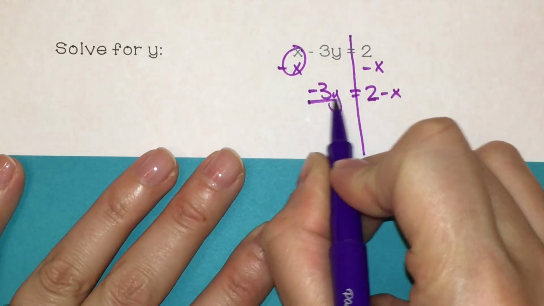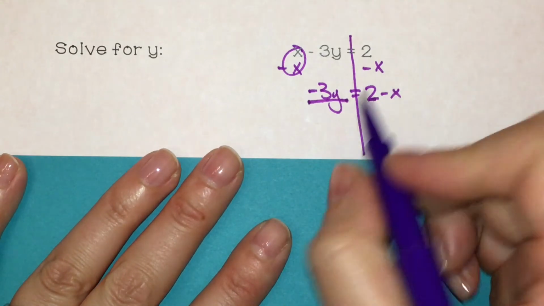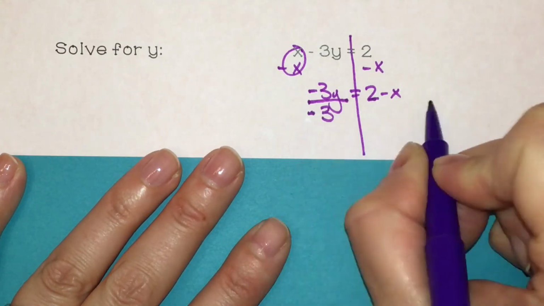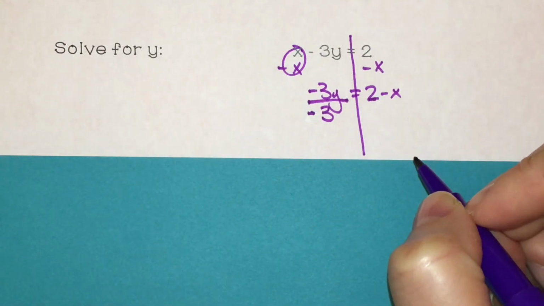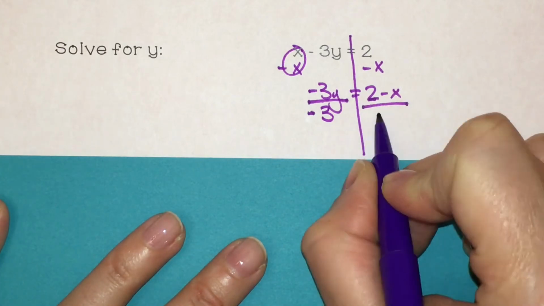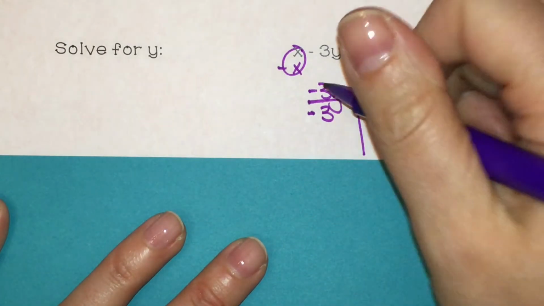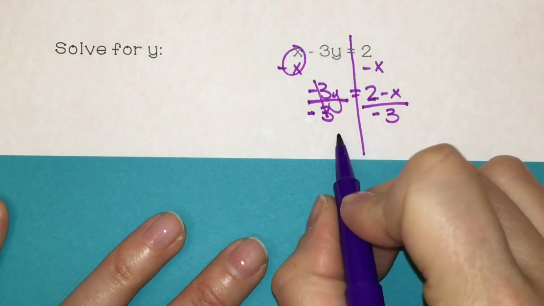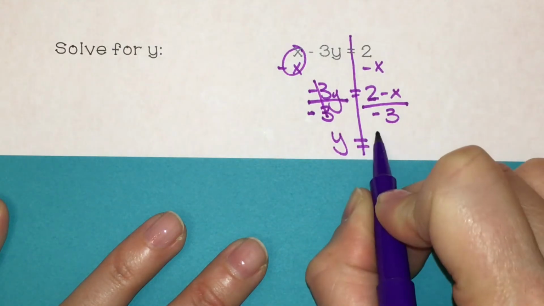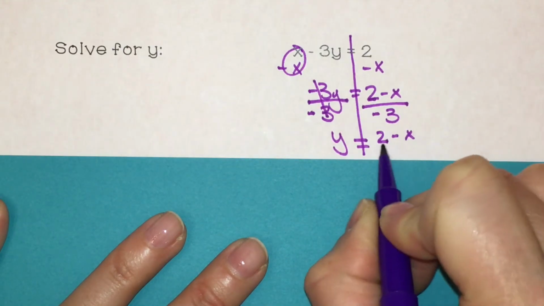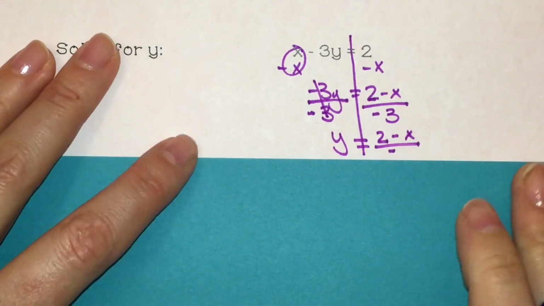All right, we want y by itself, it's being multiplied by negative 3. Opposite is to divide by negative 3 because we have to get rid of that negative also. Anything you do to one side, do to the other. Negative 3 divided by negative 3 is 1. So y equals 2 minus x over negative 3.